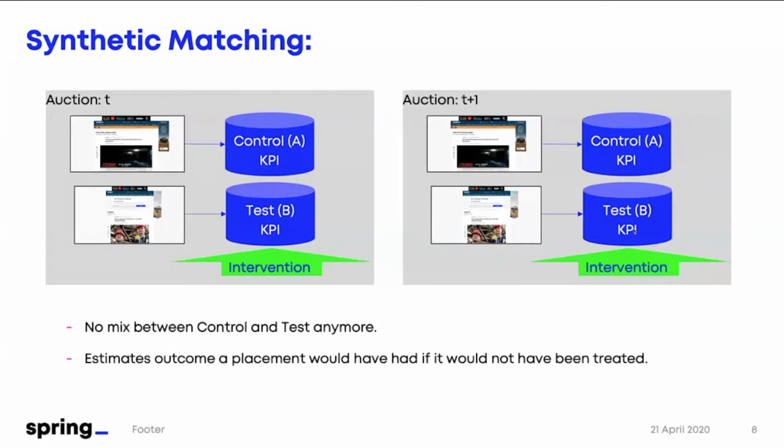And so thinking again about the previous problem that we had, now this problem does not exist anymore because the control group doesn't really exist. It's something that we have on our machine, so it's just a model, and all of the real world auctions will all be matched in the test group.